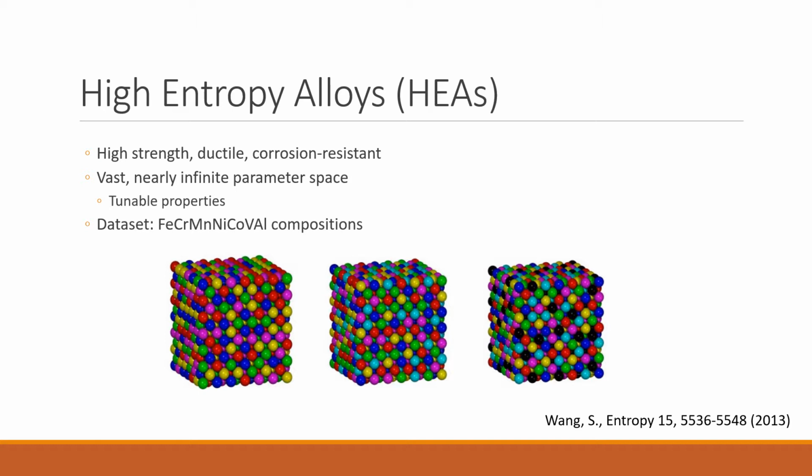Across the bottom, there are some models of what HEAs look like at the atomic level with an increasing number of components. For this project, I have focused on alloys with these 7 elements listed on the slide: iron, chromium, manganese, nickel, cobalt, vanadium, and aluminum.